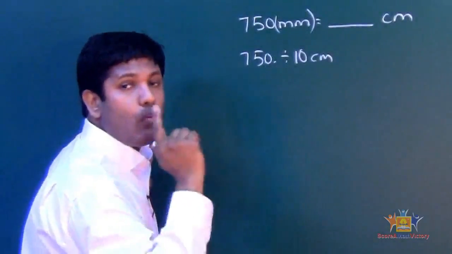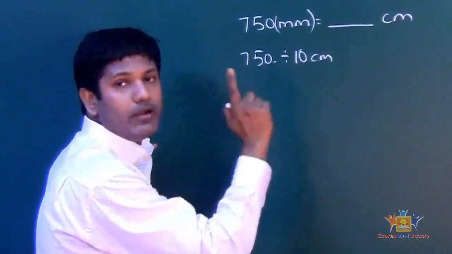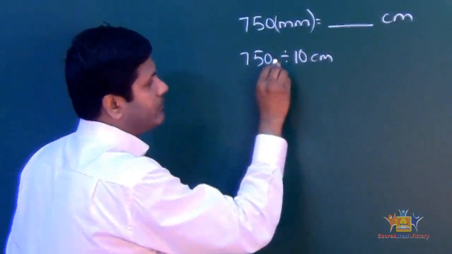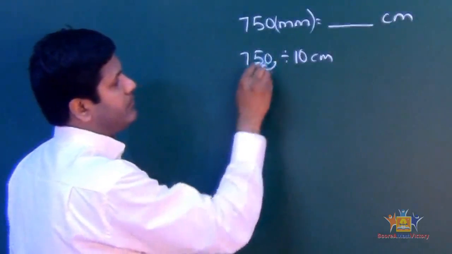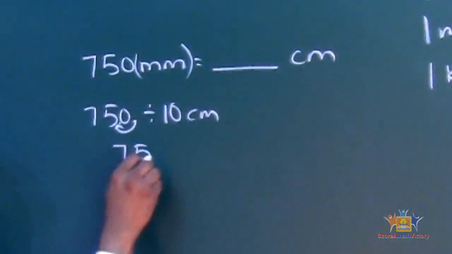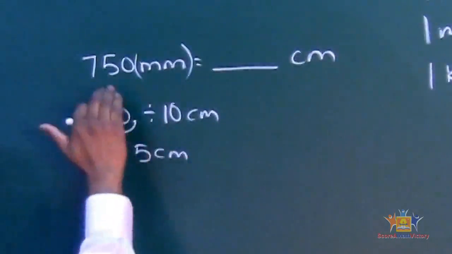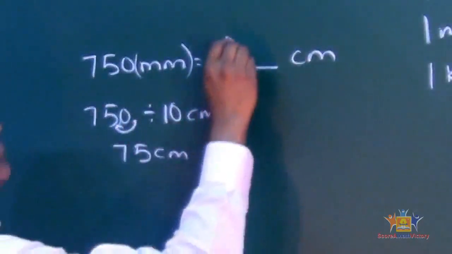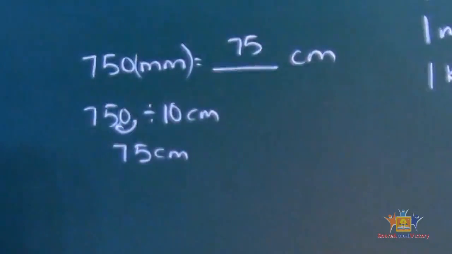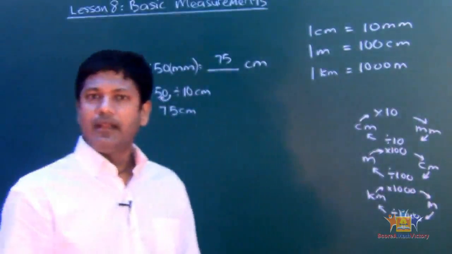How many times? Once. Why once? Because 10 only has 1 zero. So I'm going to grab the decimal, move it once, and put the decimal right there. So it becomes 75 centimeters. So that means 750 millimeters equals 75 centimeters. See that?